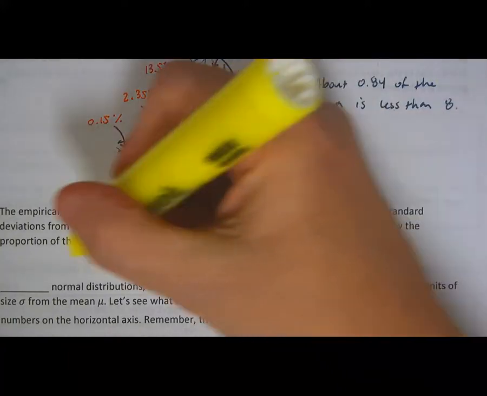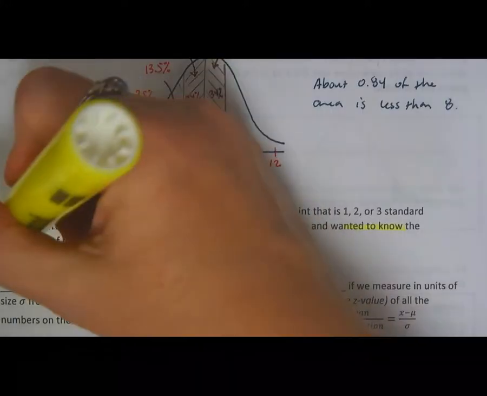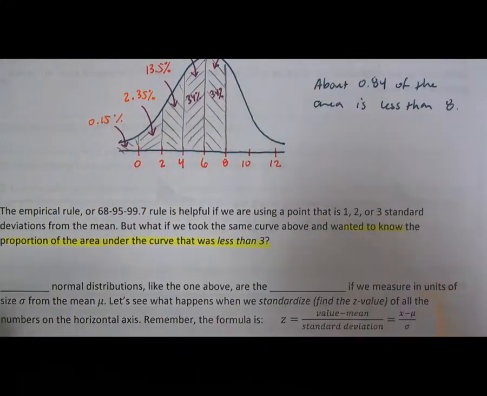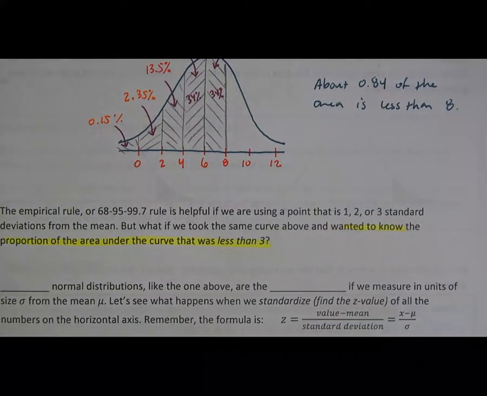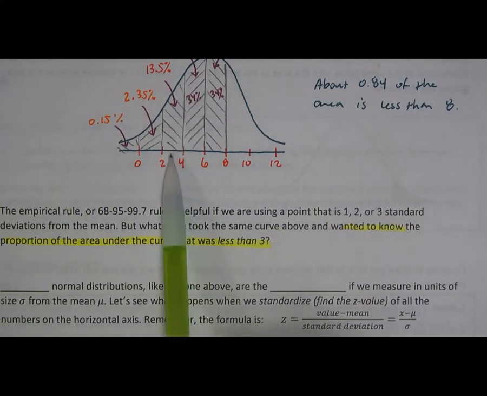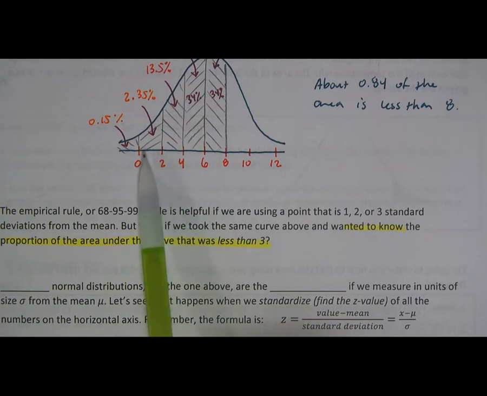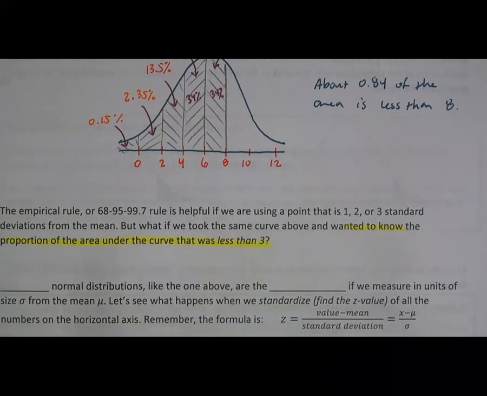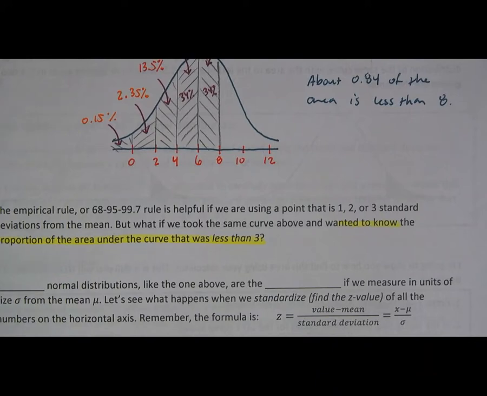What if I asked you that same exact question, but I said, what proportion of the area of the curve is less than the number 3? Well, 3 is not one of those tick marks that I drew. So we could estimate, but if you're asked about a number that's not exactly 1, 2, or 3 standard deviations away from the middle, you're going to have to use your calculator. So I want us to kind of explore something here.